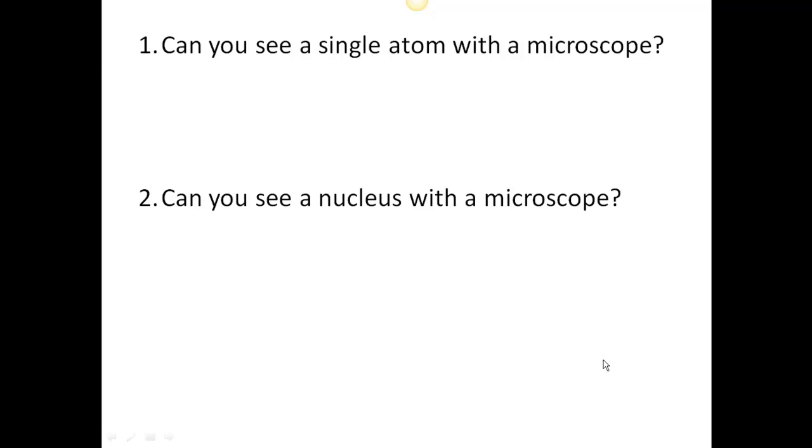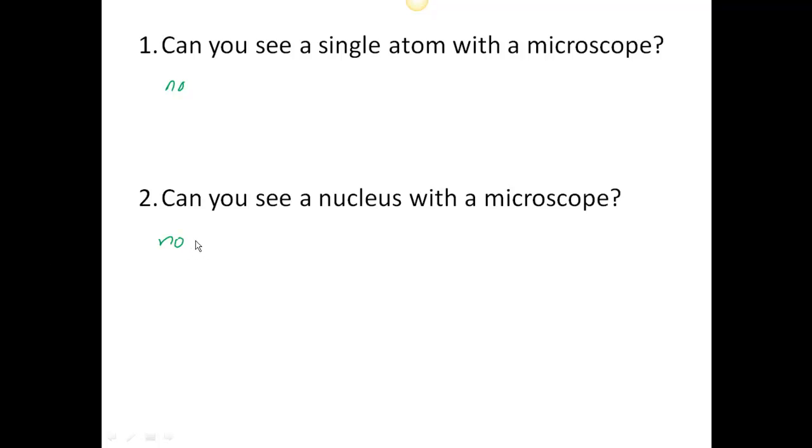Can you see a single atom with a microscope? You definitely cannot. Atoms are so tiny that there's absolutely no way to see one with a microscope. And even worse, of course, is a nucleus. A nucleus is much smaller than an atom, so no, you cannot see it with a microscope at all.